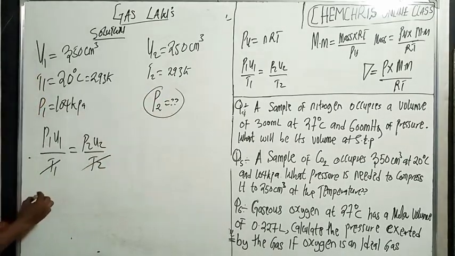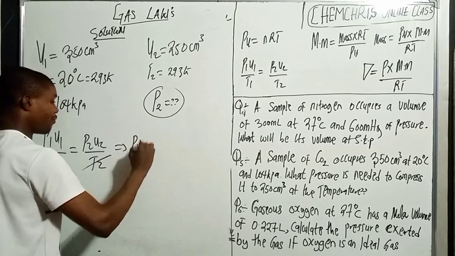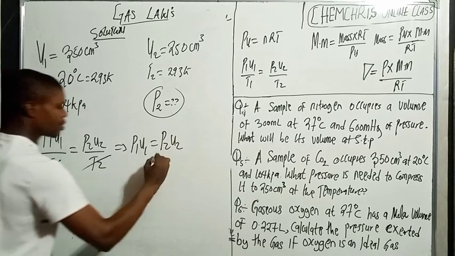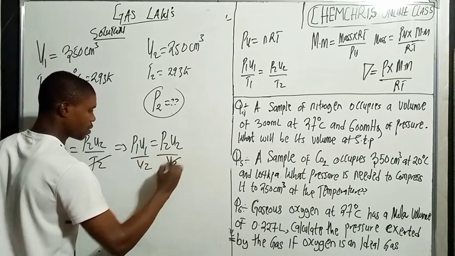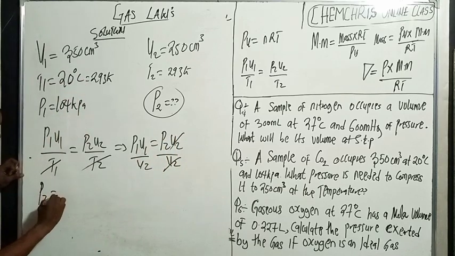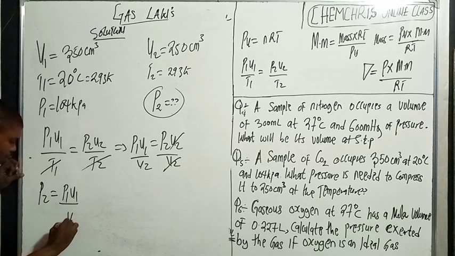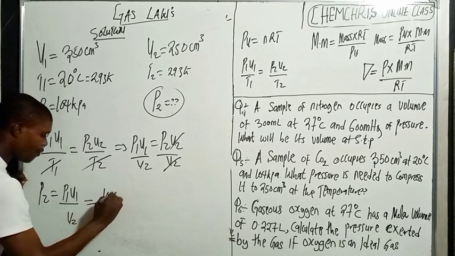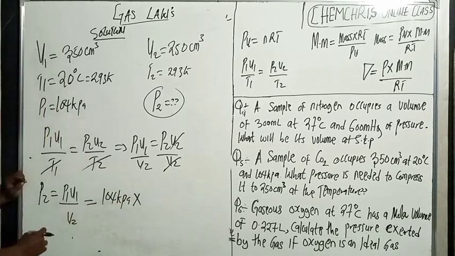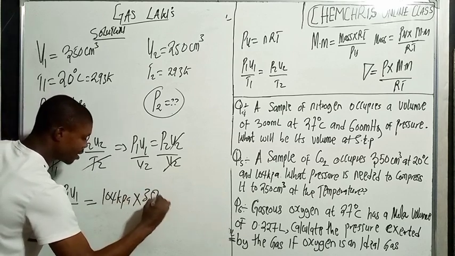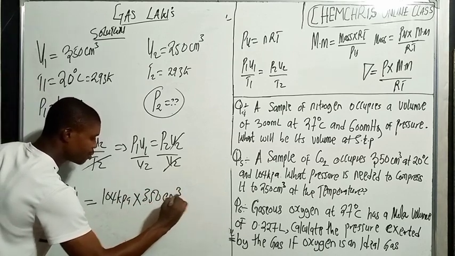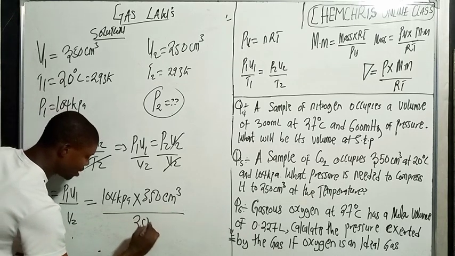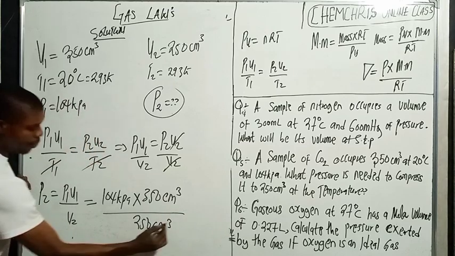So if you make P2 the subject of the formula, P1 V1 equals P2 V2, divide by V2, so that my P2 equals P1 V1 over V2. So what happened here? Input into your formula. P1 is 104 kilopascal times V1 is 350 cm cube over V2, which is 250 cm cube, right? So we cancel the units here.